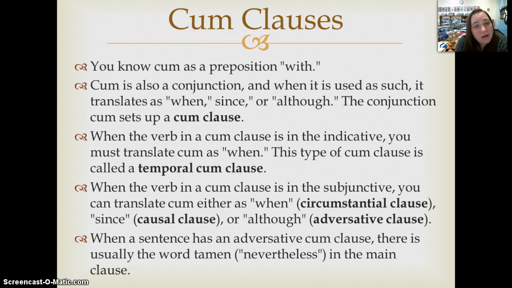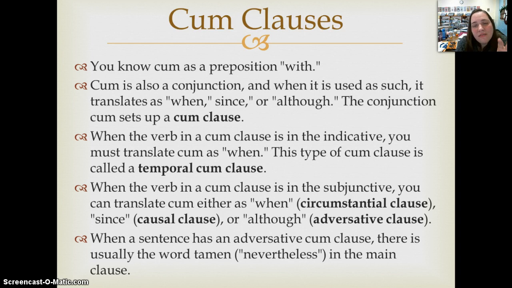When the verb is in the subjunctive and you have a subjunctive subordinate clause with your cum clause, you can translate the cum either when, but that's giving you the circumstance under which the main action of the main clause happens. You can translate it since, and that gives you, it's a causal cum clause, and that gives you the cause of why the action of the main clause takes place. Or you can translate it although. That's an adversative cum clause, and that tells you what happened despite the action of the main clause.